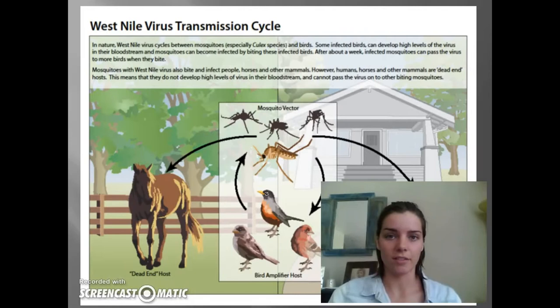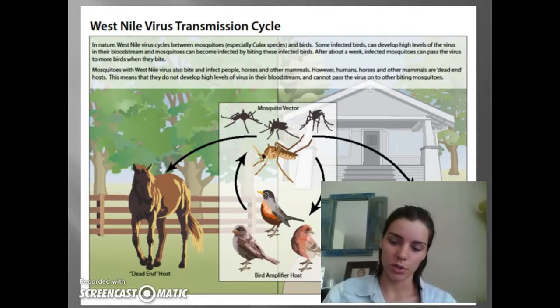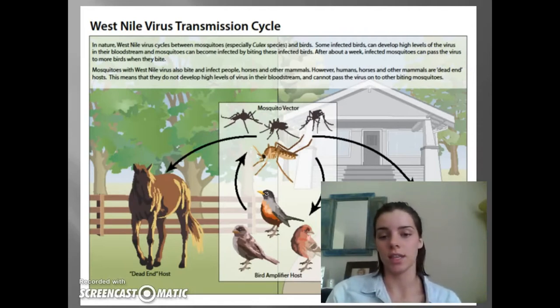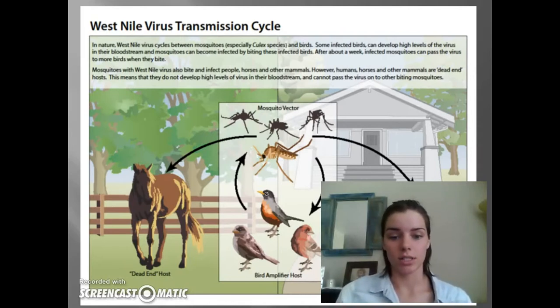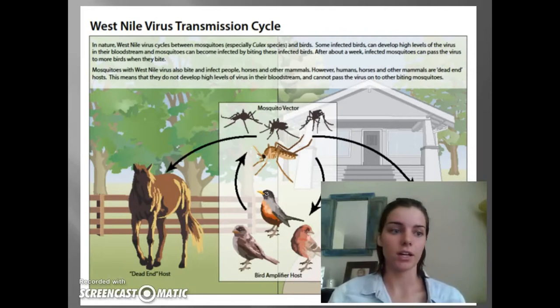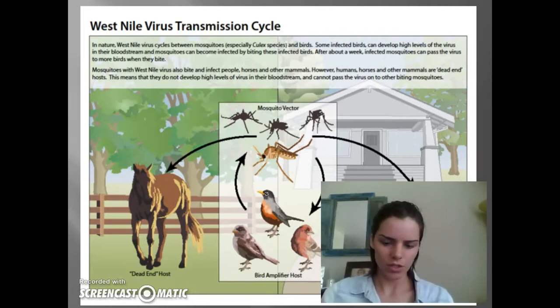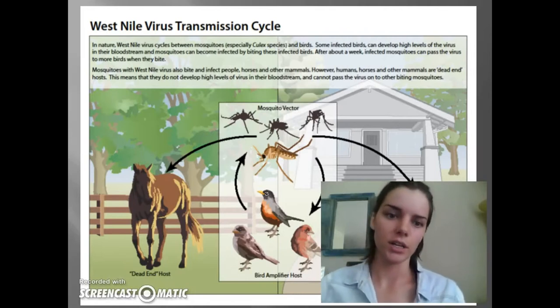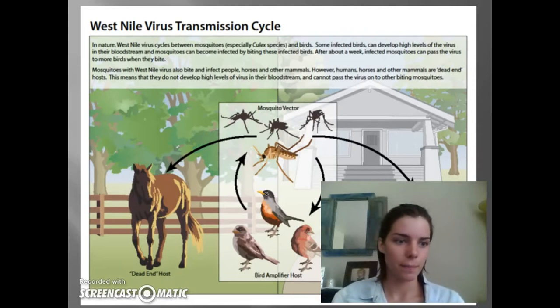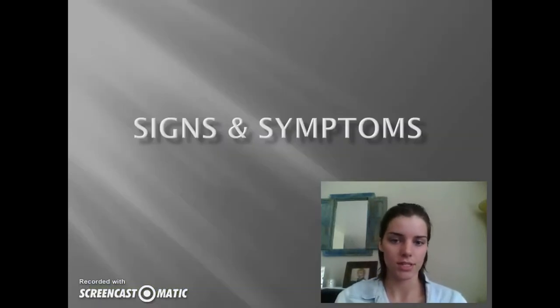So this is just a graphic that kind of shows how West Nile virus is spread. So there's the mosquitoes and the birds. The mosquitoes bite the birds, get the infection, and then they can go and bite humans or other animals and spread the infection, spread the virus. And so it's just a good graphic to give you a visual on it. So I'm going to go through the signs and symptoms.